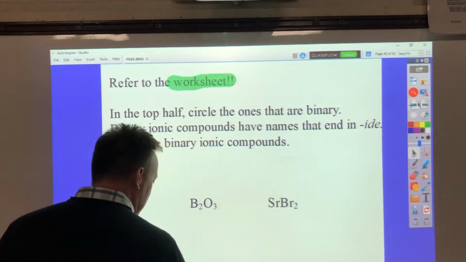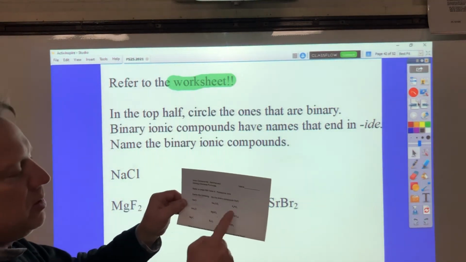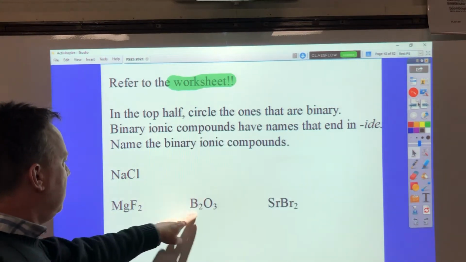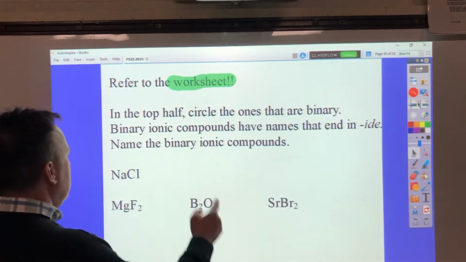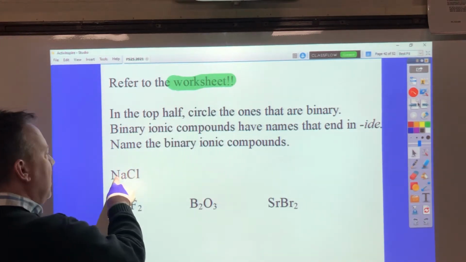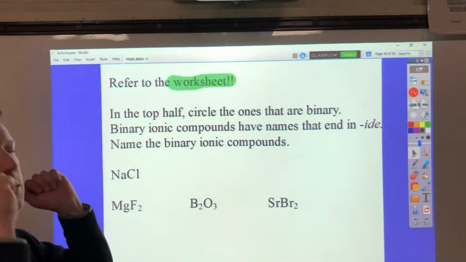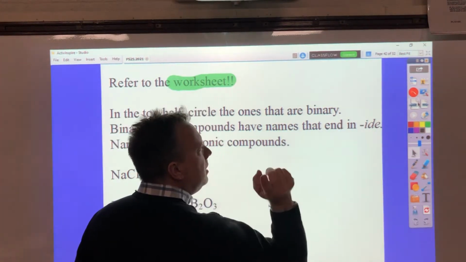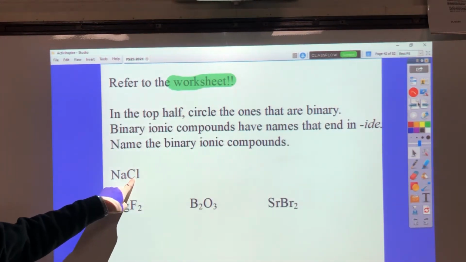The ones at the top of this page, and you can write these down, that are binary, there's 9 of them there, are these 4. So take a moment, write these 4 down, pause, and then name them. All they do is they have 2 names. They have a first name and a last name. You look at the periodic table and you find sodium. The second name you look up is chlorine. But you change the ending to "ide" when it's binary, when there's just 2. So this is sodium chloride.